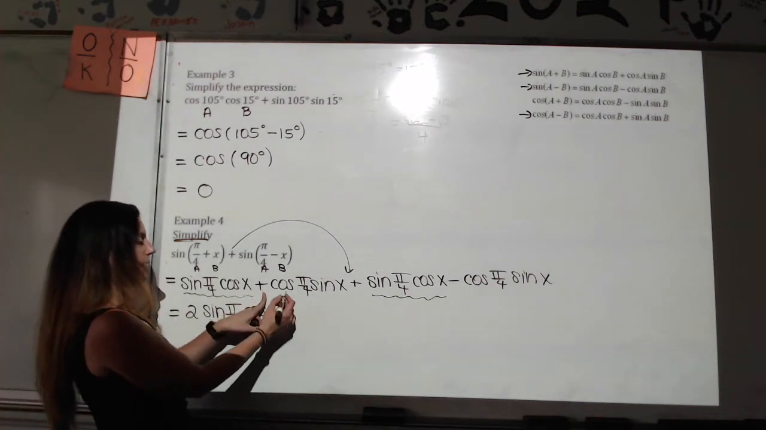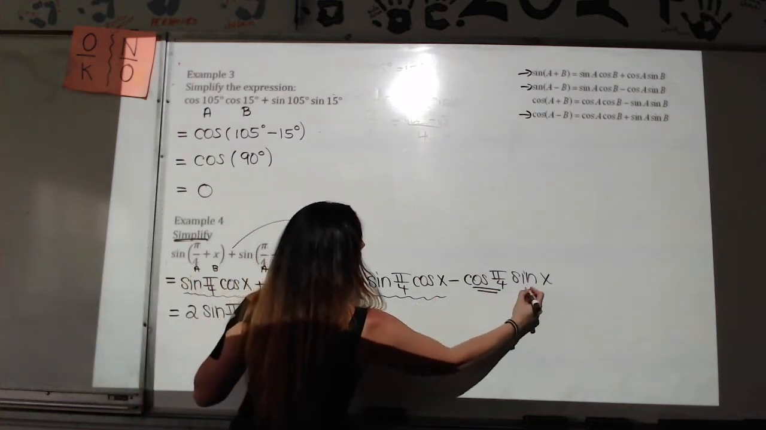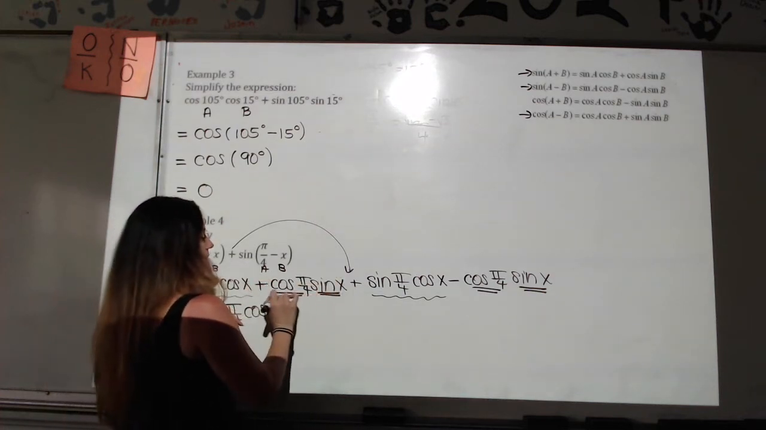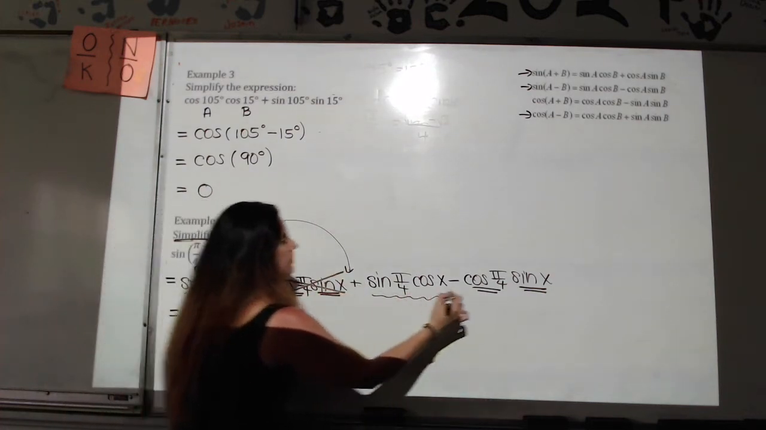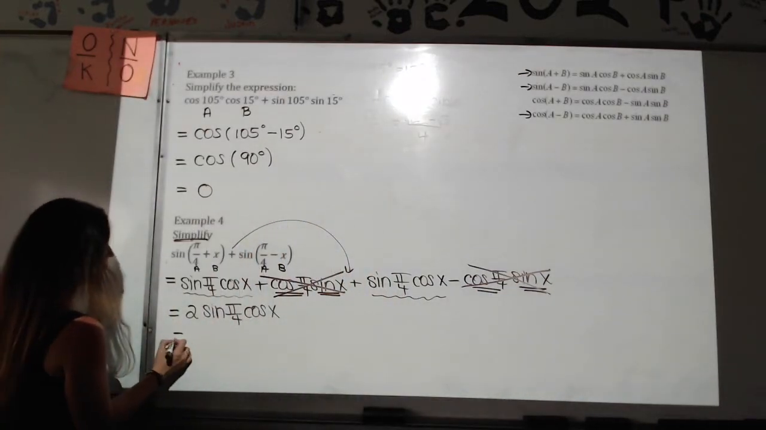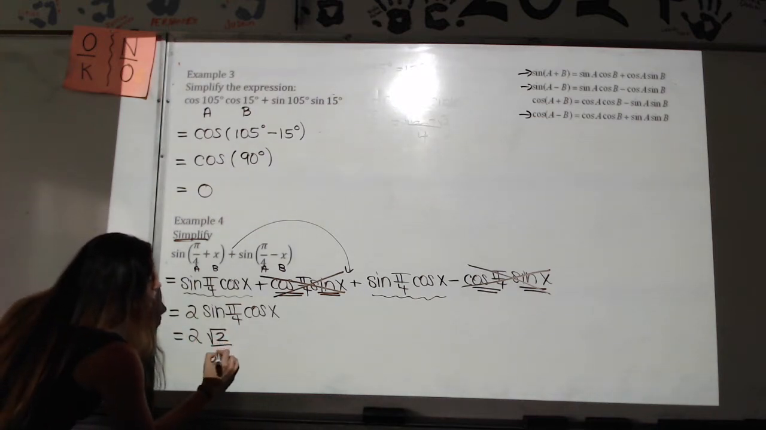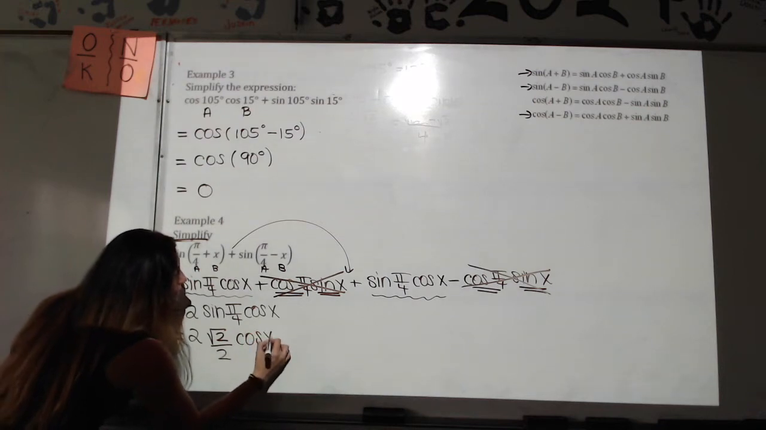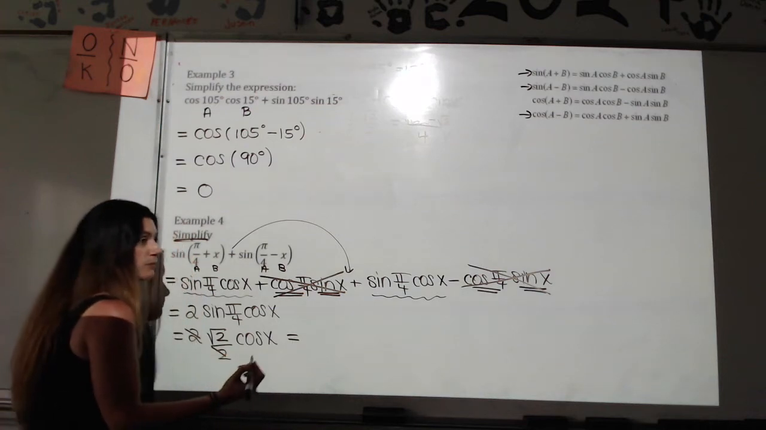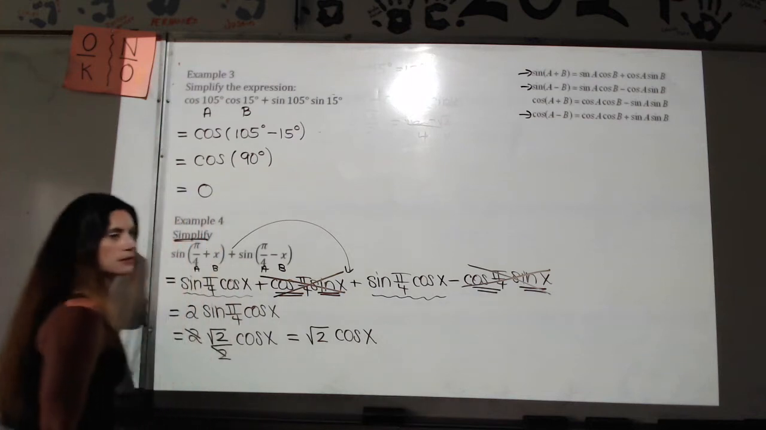I also see a positive cosine of pi over 4 sine x and a negative cosine of pi over 4 sine x. Those match. One positive and one negative. So those will cancel out, and you actually don't have to evaluate them. And so all you have to do to simplify is make this 2. The sine of pi over 4 is radical 2 over 2 times the cosine of x, and finish up your algebra where those 2's cancel. So your simplified version is the square root of 2 times the cosine of x.